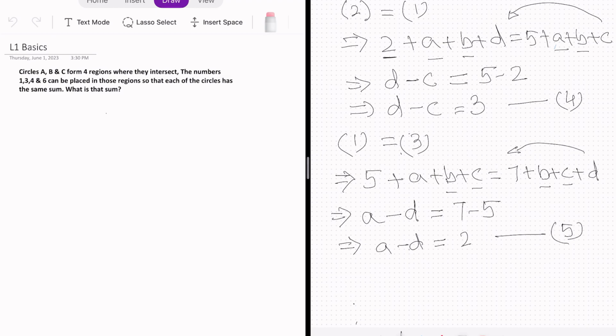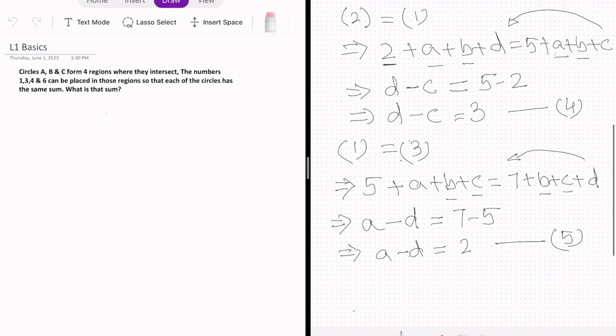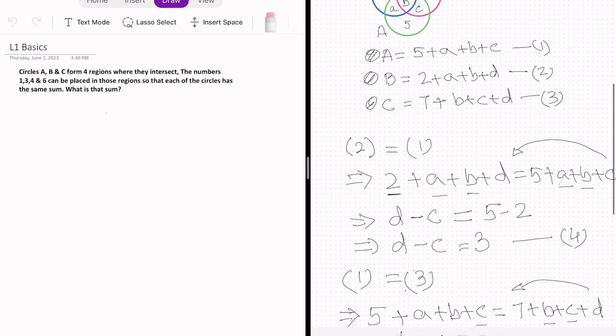Let me mark that as equation 5. And I have one more equation to go. If I look at the equations, I have equated this with this, and then this with this. The one thing that's remaining is equating circle B and C, which is this and this. Let me do that now.